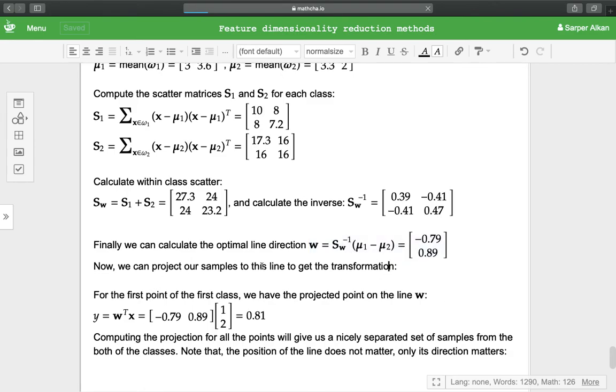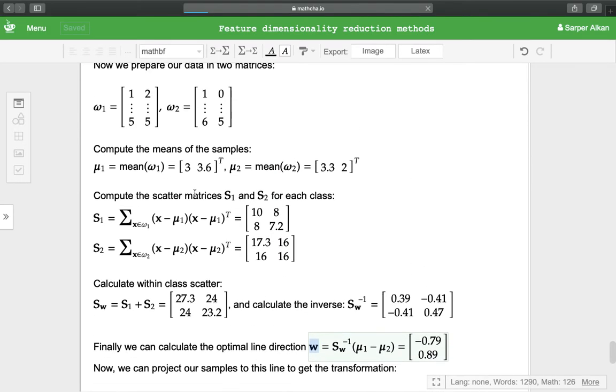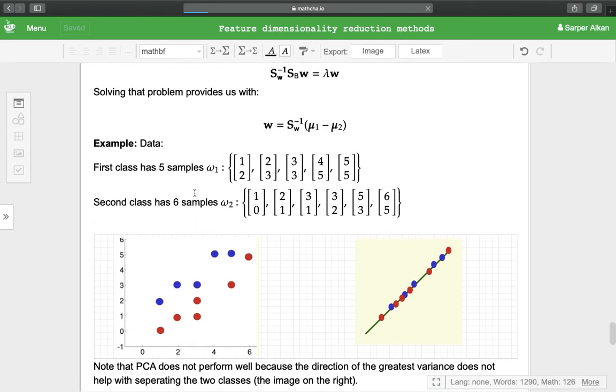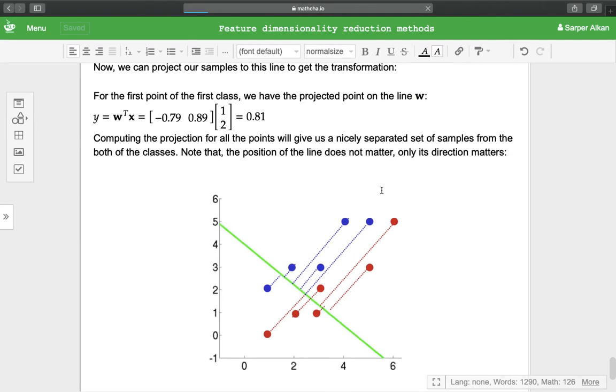Now we can project our samples to this line to get the transformation. So for the first point of the first class, we have a projected point on the line W, just W transpose X, where X is our first sample, this one, in order to get the value of the projected point on the line W. Computing the projection for all points will give us a nicely separated set of samples from both classes.